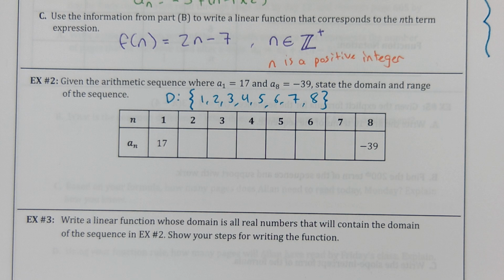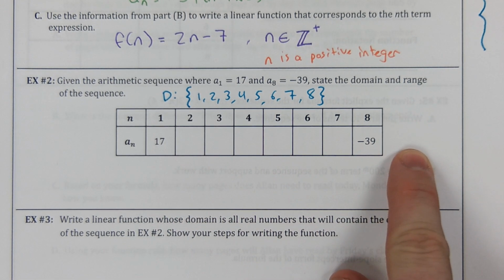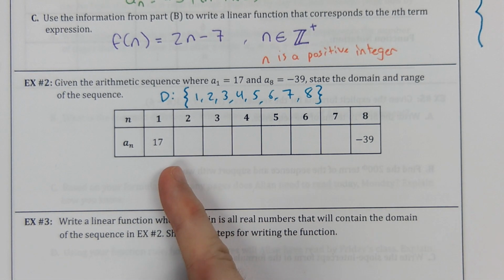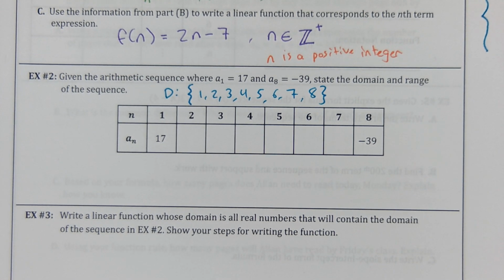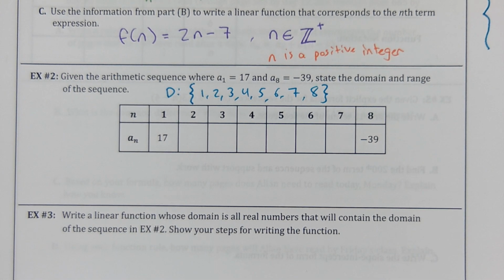All right. The range is all of the a sub n's. But I don't know the other a sub n's. I need to find them. All we know is that this thing is arithmetic. So since it's arithmetic, what are we guaranteed to have? It's linear. A common difference, absolutely. We need to find this common difference.